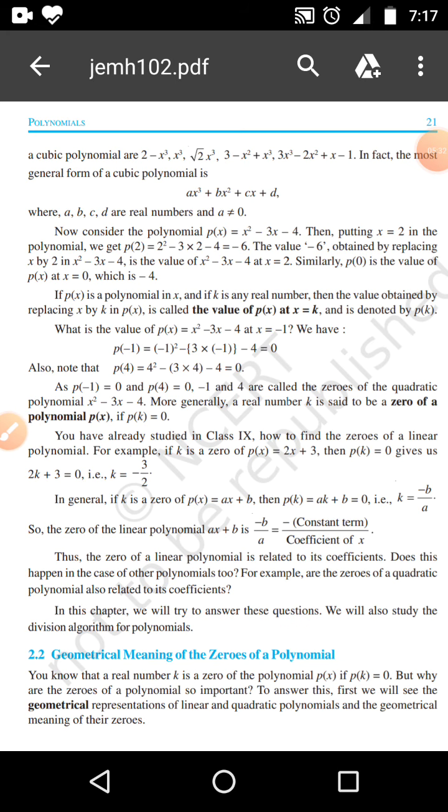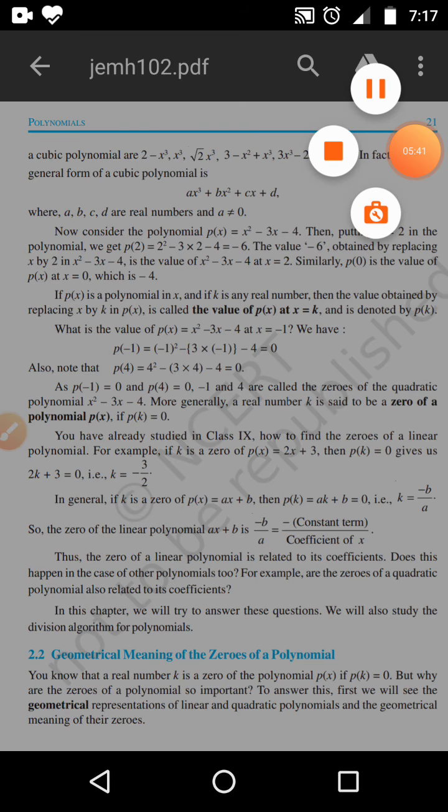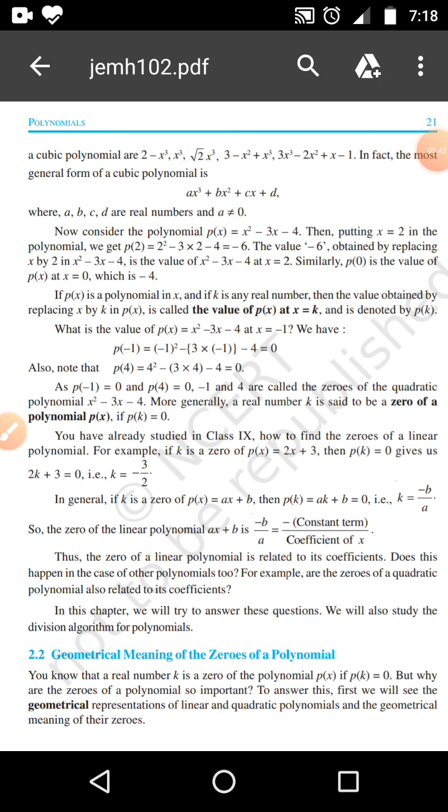Okay, so let us see the introduction, and tomorrow we shall discuss the geometrical meaning of the zeros of the polynomial. And it's my request, you have to go through the class 9th book and see what is the polynomial and division of polynomial, what was given, you can do.